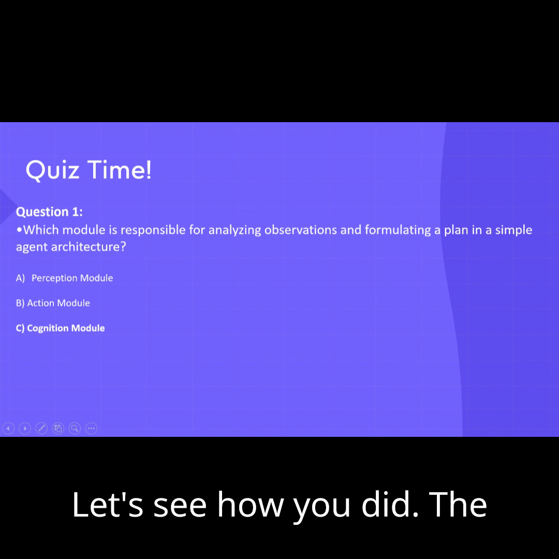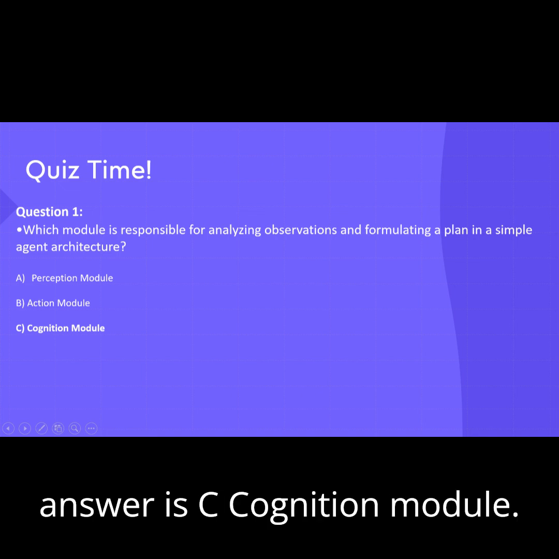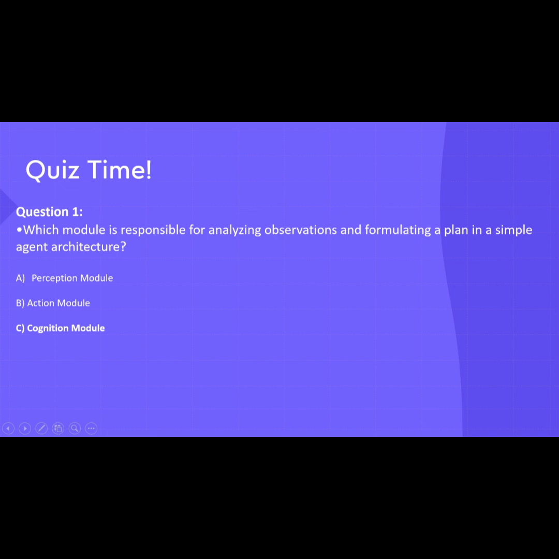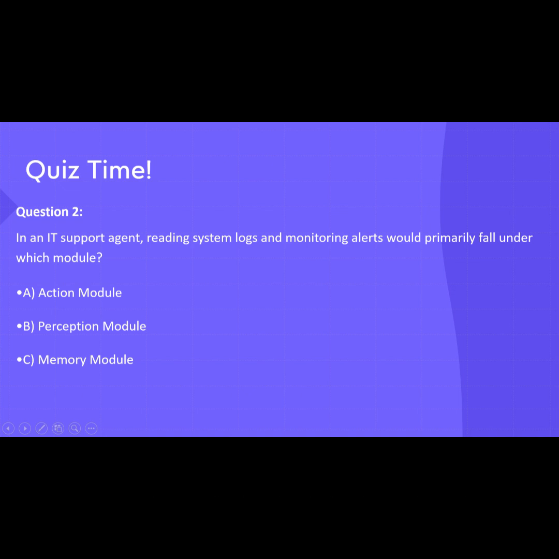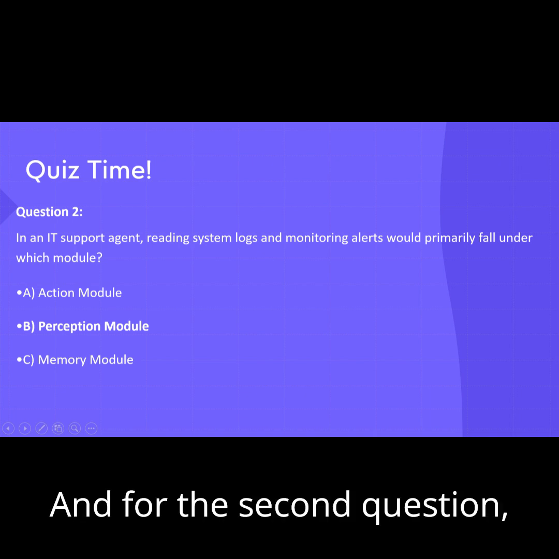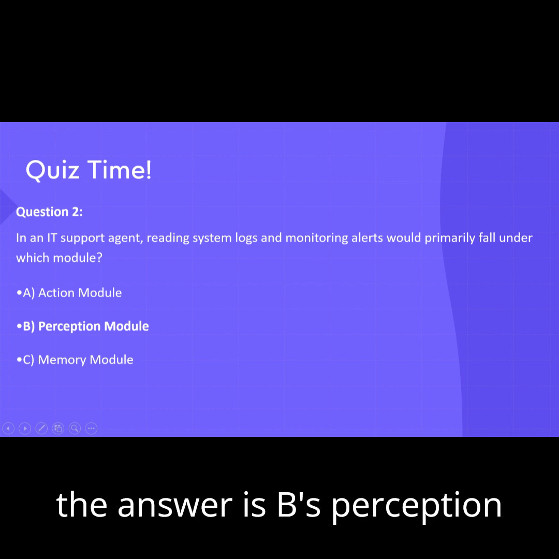Let's see how you did. The answer is C, cognition module. Let's look into the next quiz question. And for the second question, the answer is B, perception module.